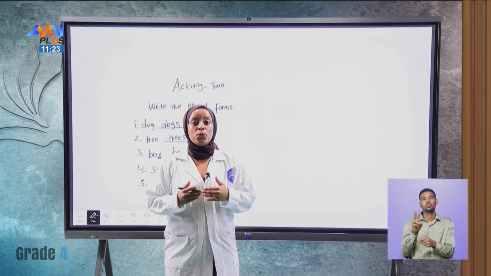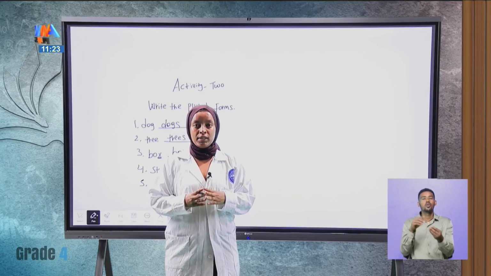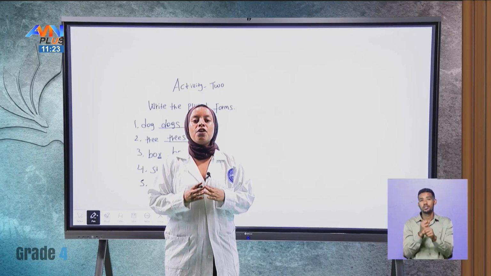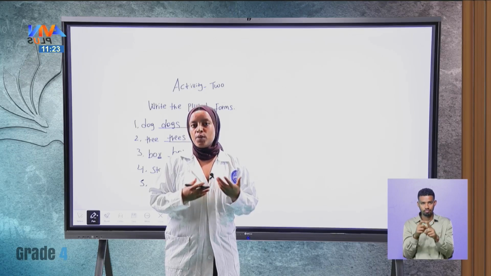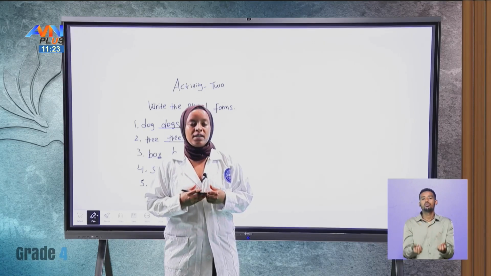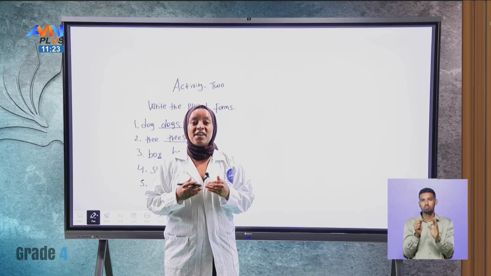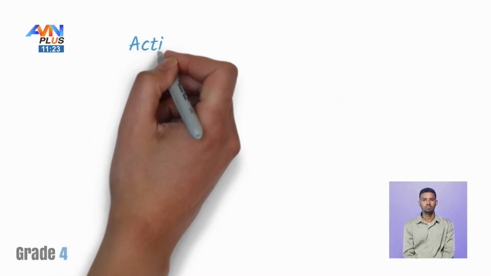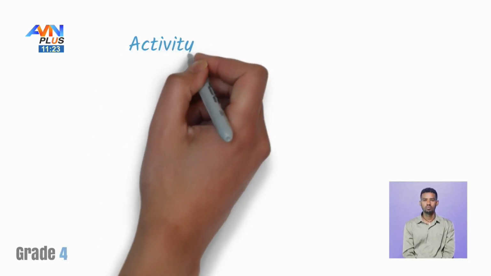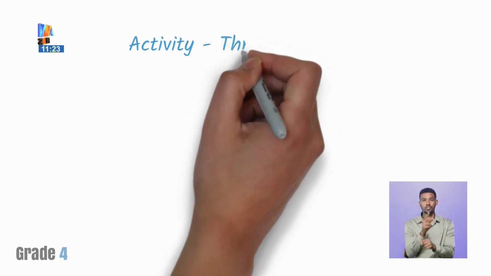Here is activity 2. Let me give you one more activity, the last activity, with irregular nouns, and we can practice more examples with me. So don't forget to write down the activities. Activity 3.